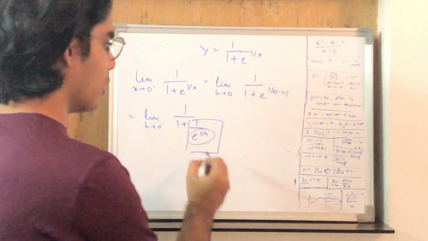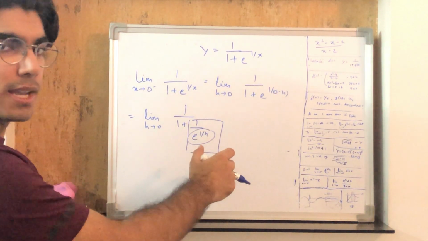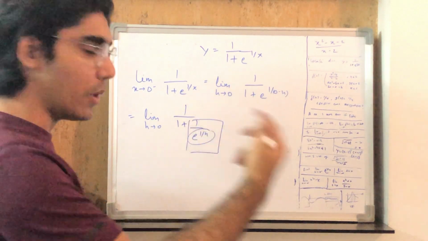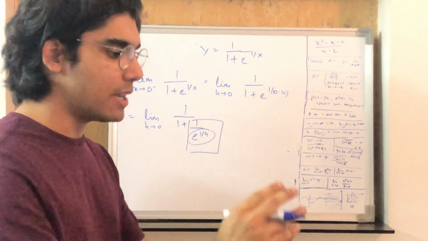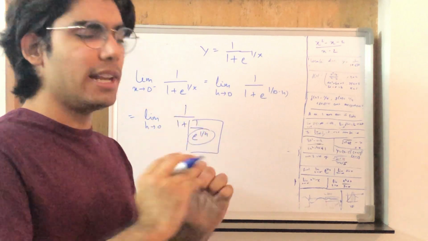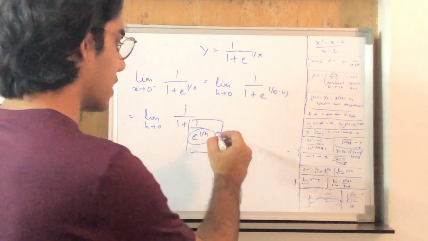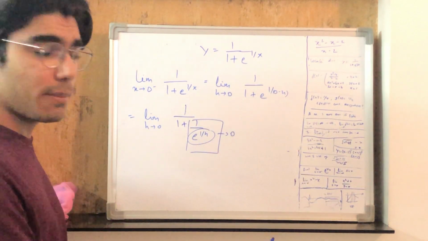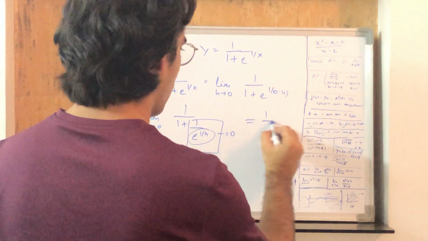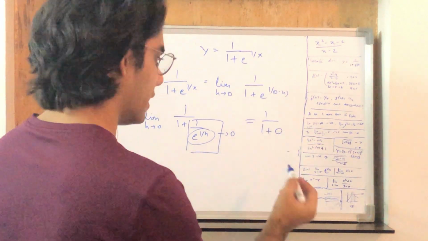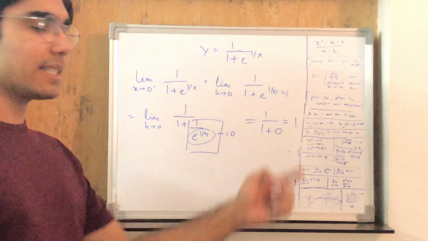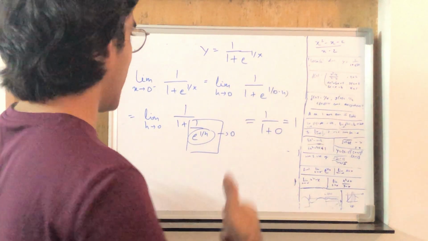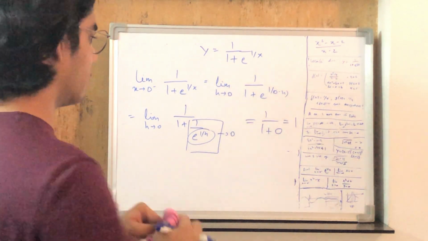What would this value be? This part is going to be 1 over infinity, which is 0, because I'm dividing 1 by a really large number. So what am I going to be left with? 1 over 1 plus 0, which is just 1. So this is my left-hand limit for when x is approaching 0.